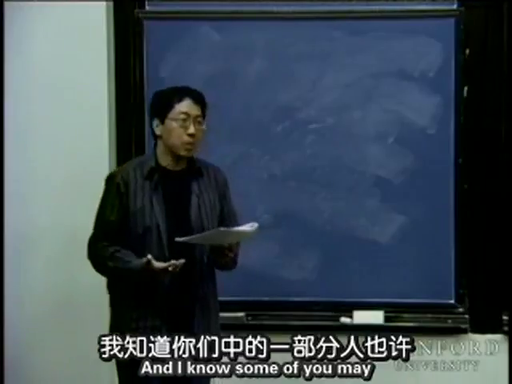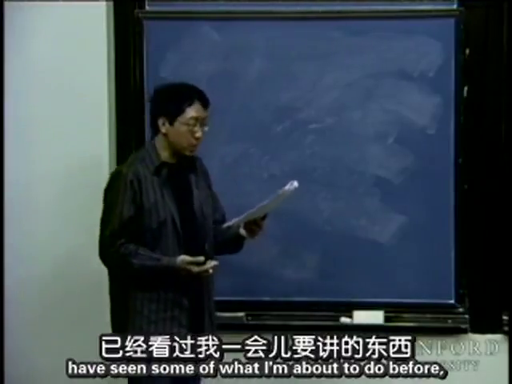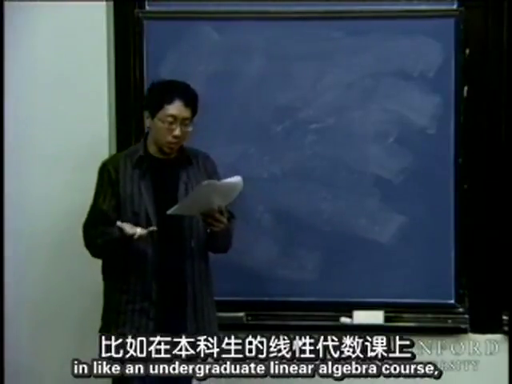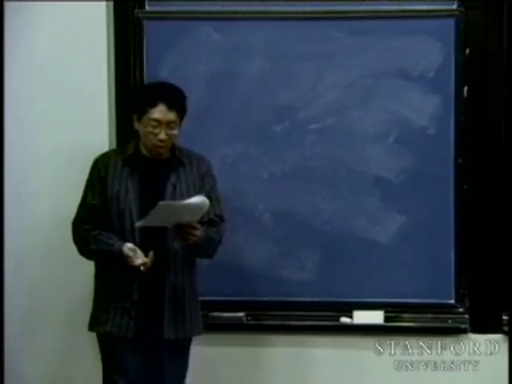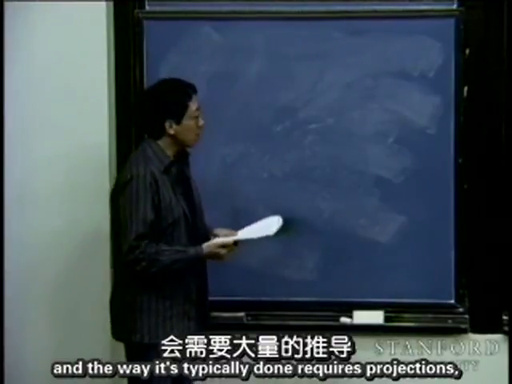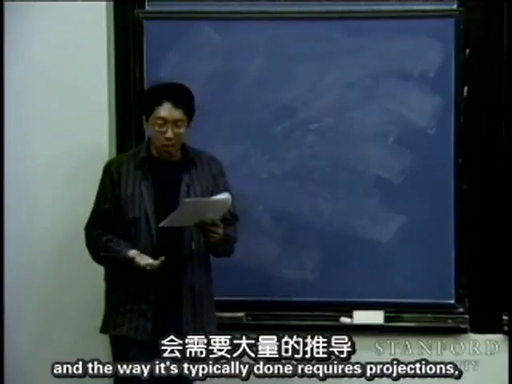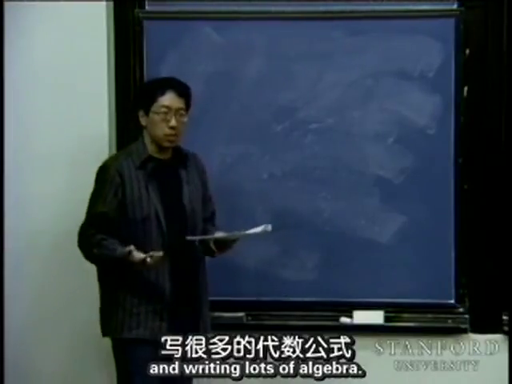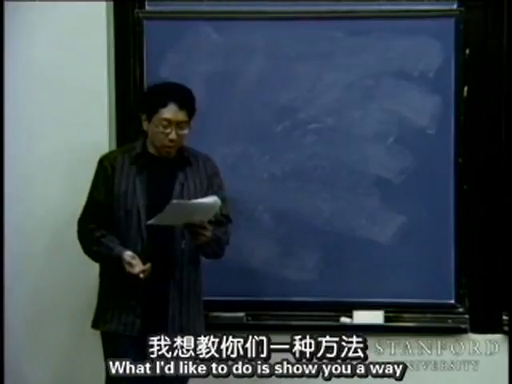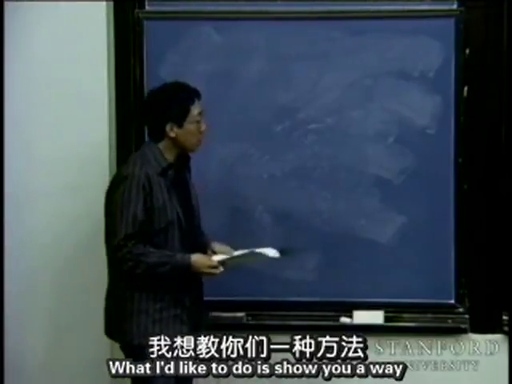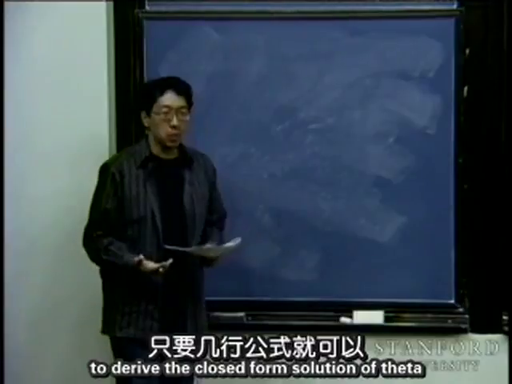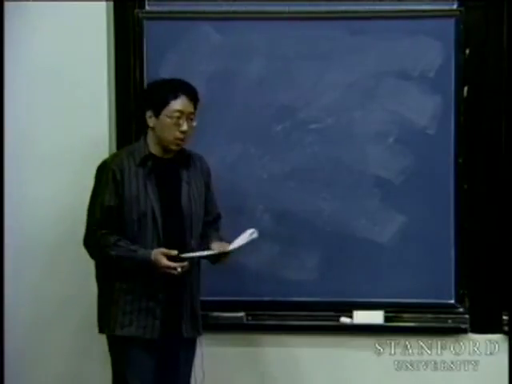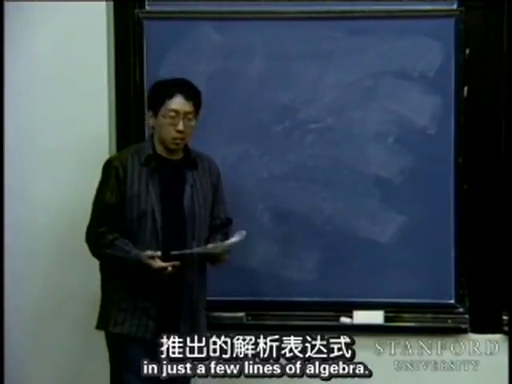And some of you may have seen some of what I'm about to do before in an undergraduate linear algebra course. The way it's typically done requires messy orthogonal projections or taking lots of derivatives and writing lots of algebra. What I'd like to do is show you a way to derive the closed form solution of theta in just a few lines of algebra.